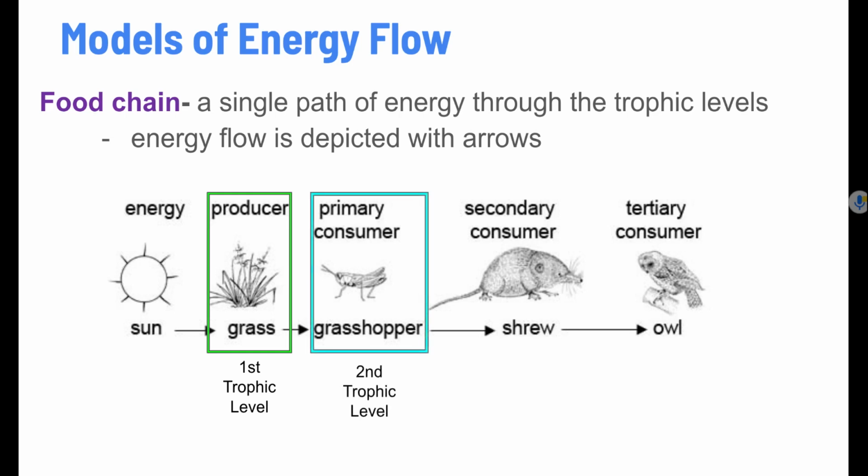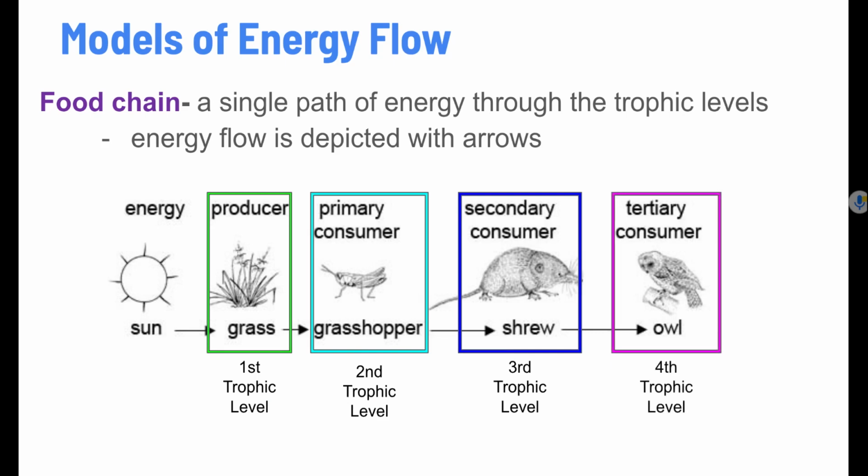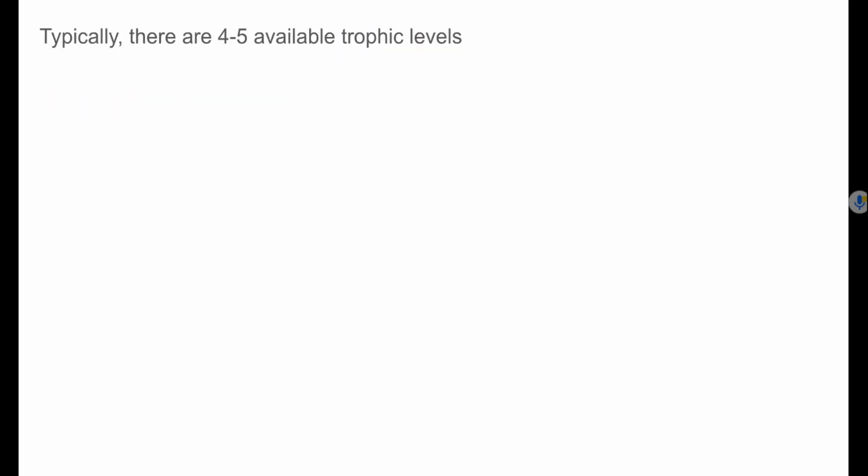The second trophic level is occupied by a grasshopper that consumes the grass for energy. That is why it's called a consumer. It is the primary consumer because it's the first consumer in this chain. The third trophic level is occupied by a shrew that consumes the grasshopper for energy. It's the second consumer in the chain, which is why it's called a secondary consumer. The fourth trophic level is occupied by an owl that consumes the shrew for energy. It's the third consumer in the chain, which is why it's called a tertiary consumer. Now, typically there are 4 to 5 available trophic levels.